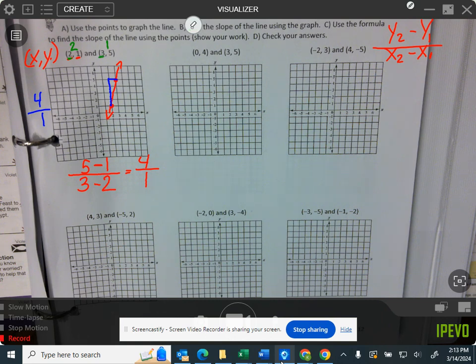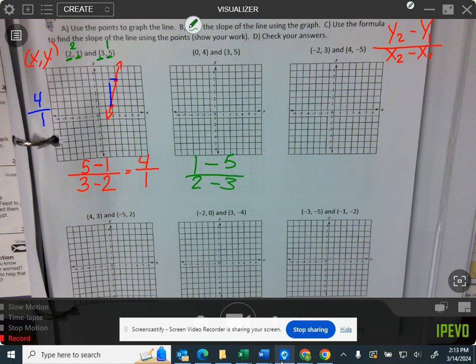Claire, do you know what mistake I made? You did the x. I did the x instead of the y. See, even when teachers go too fast, we make mistakes. So y2, because here's my 2, here's the y. So 1 minus y1 is 5. And then I have x2, which is my 2, minus x1, which is the 3.